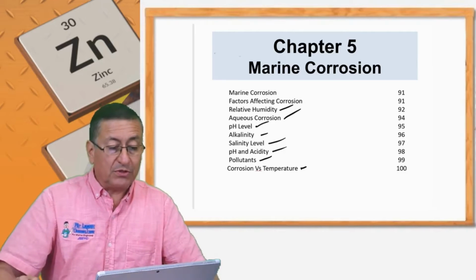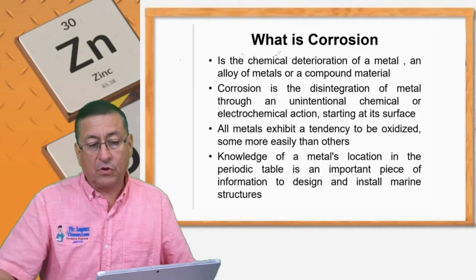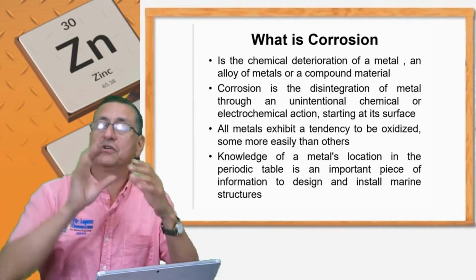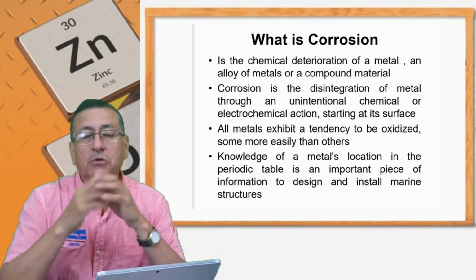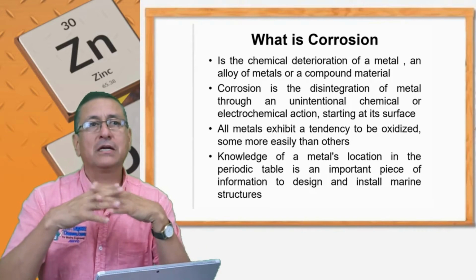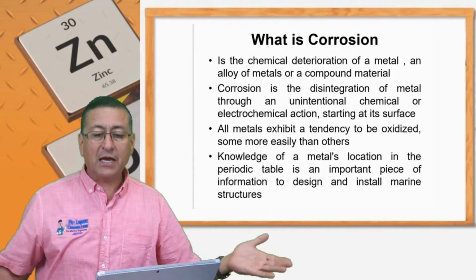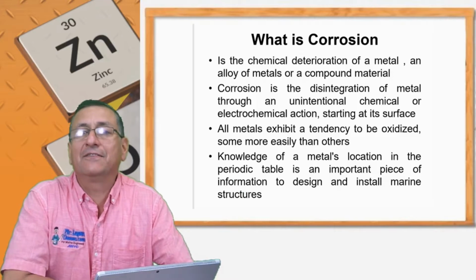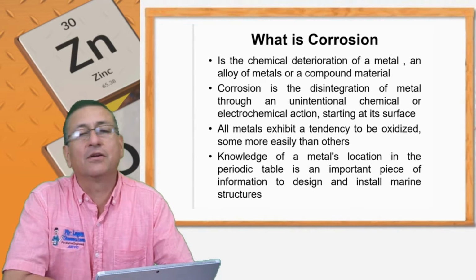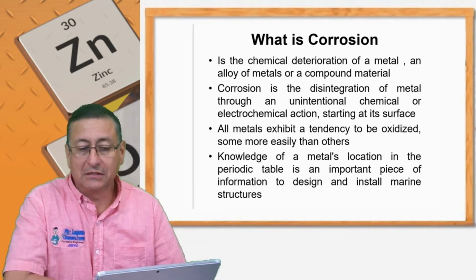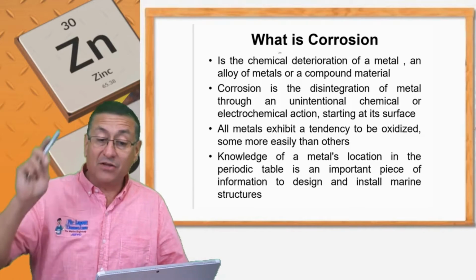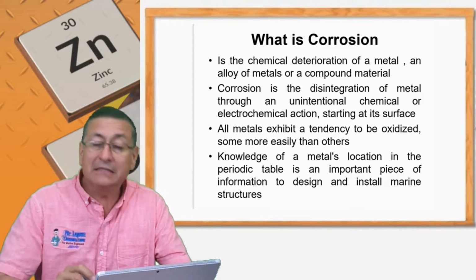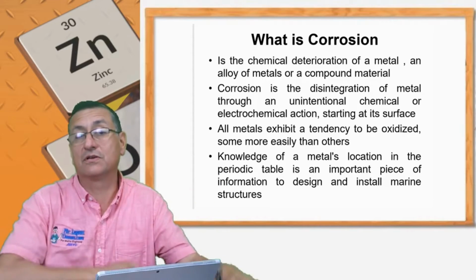Okay, my friends, we are going to start by refreshing a couple of concepts. What is corrosion? You remember? We said that corrosion is the accumulation of oxidation. Today we are going to introduce another basic definition: it's the chemical deterioration of a metal. Nice, I like that definition. It's simple. Corrosion is the disintegration of the metal in a chemical reaction. Yeah, that reaction starts on the surface of the metal.